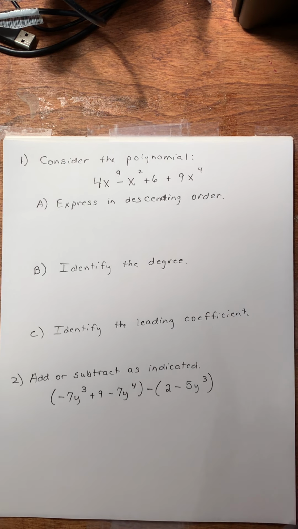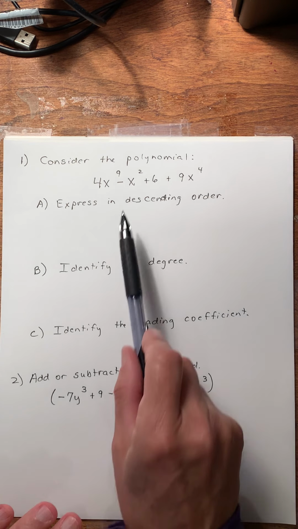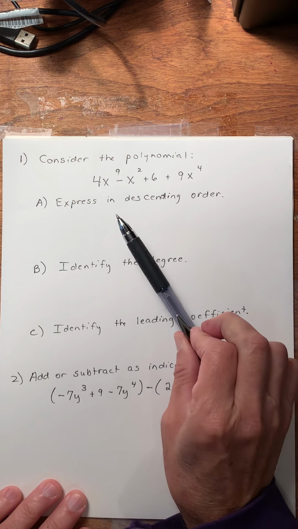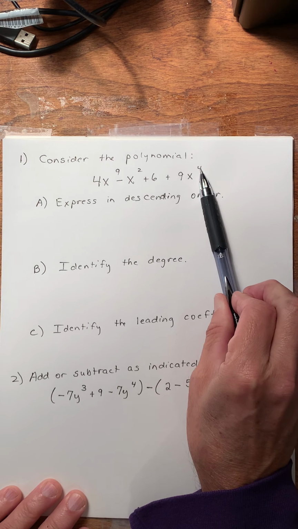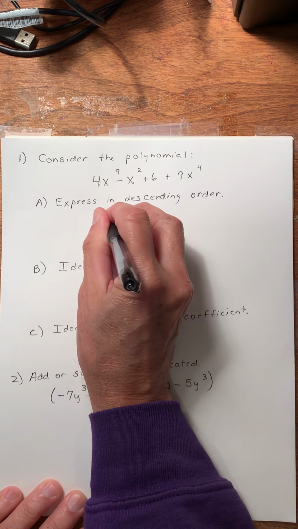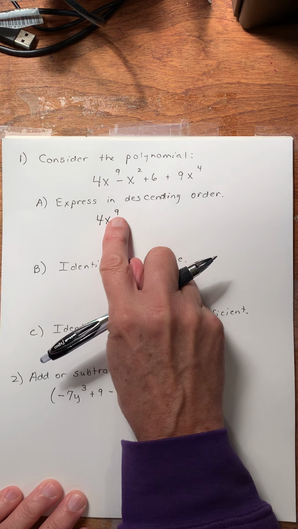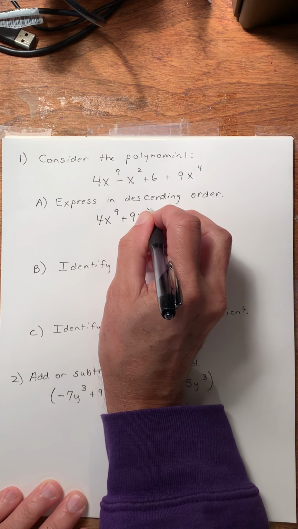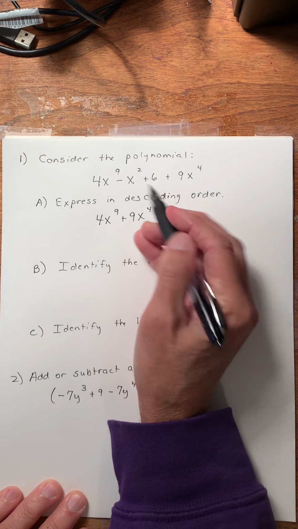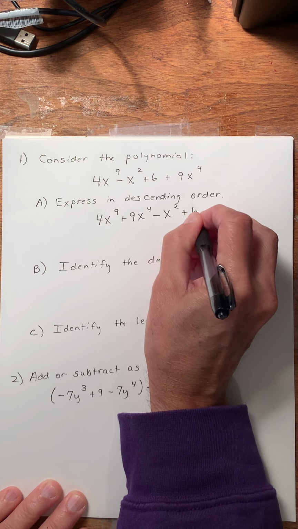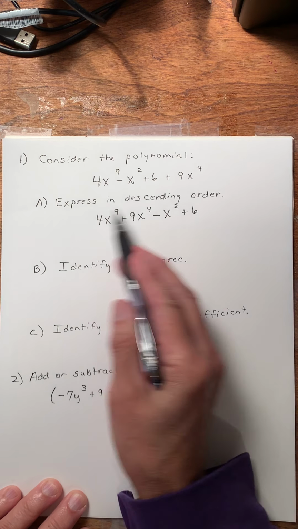It says, consider the polynomial. There it is. Express in descending order. And what that means is descending order of exponents. So 4x to the 9th, largest exponent, right? 9x to the 4th. Got some x squared, that's minus x squared, plus 6. That wasn't hard. Descending order.